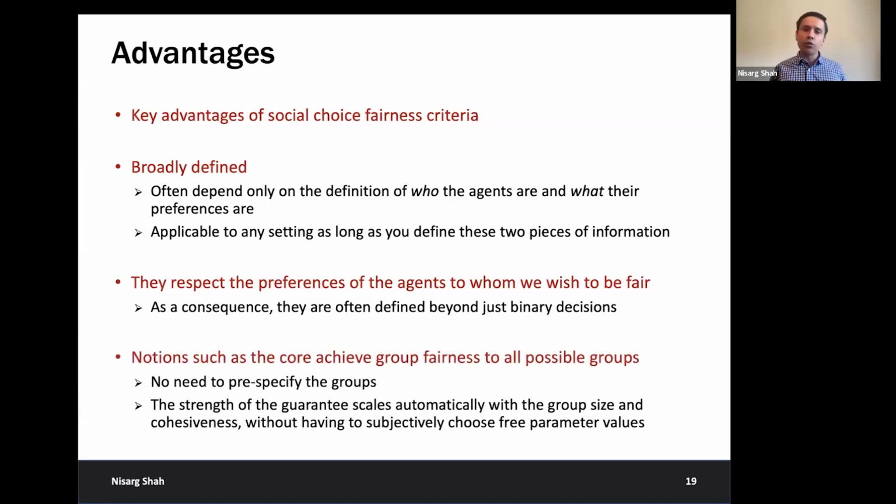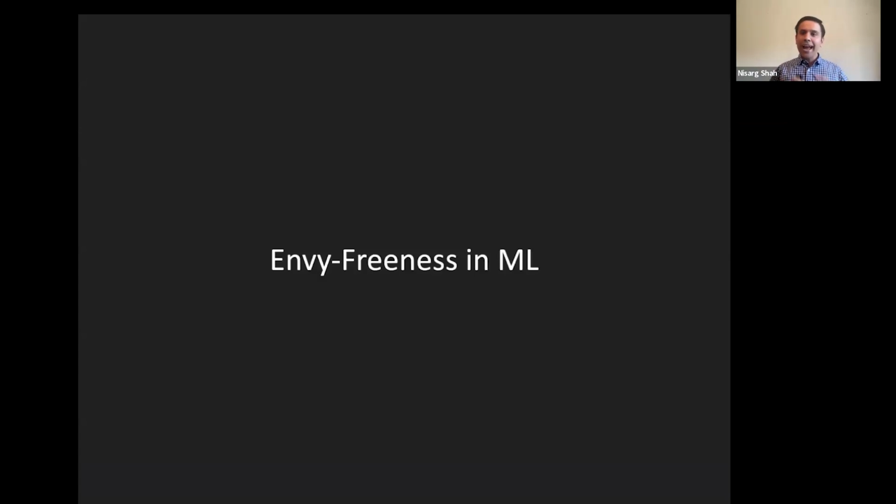And finally, notions like the core achieve group fairness to all possible groups. Note that in the definition of the core, we say all S that are subsets of N. So we don't have to pre-specify groups that are based on race or gender or only some of these very specific attributes or even the intersections of these attributes. It simultaneously gives a guarantee to every possible group, and the guarantee also scales automatically with respect to the size of the group and what the group can achieve cohesively, without having to set any subjective choices of free parameters.